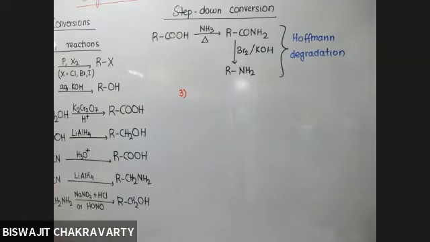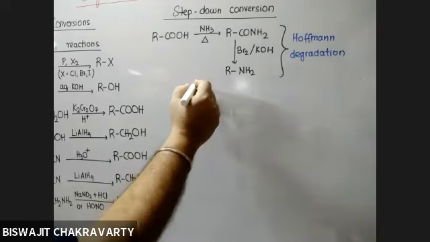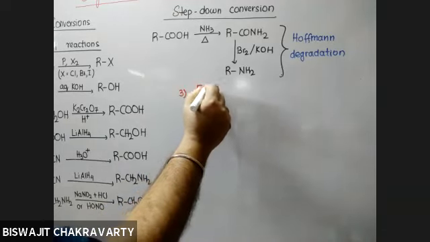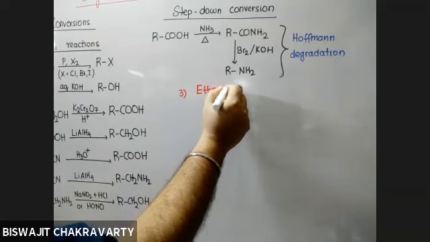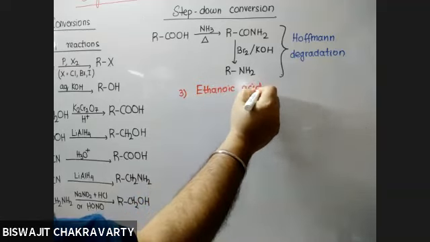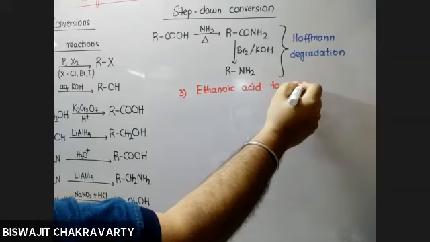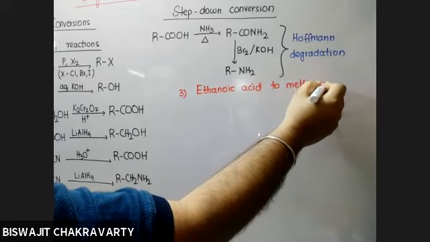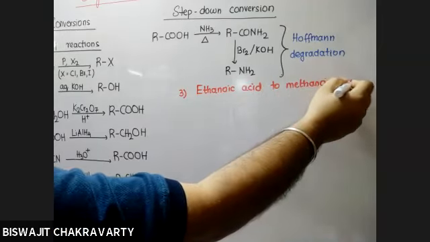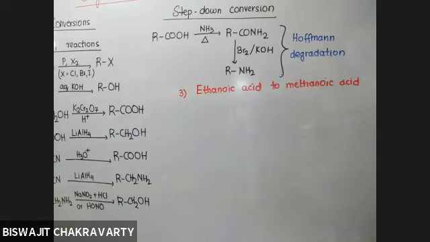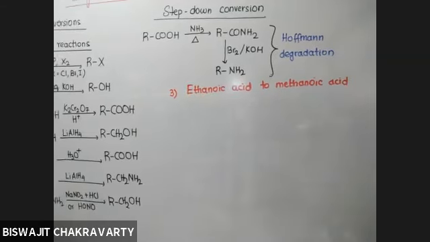Point number 3. What was the last question under point number 3? Methanoic acid to ethanoic acid. Reverse it: ethanoic acid to methanoic acid. Ruchika, are you there? Understanding or not? Try it out. I'll ask you now.